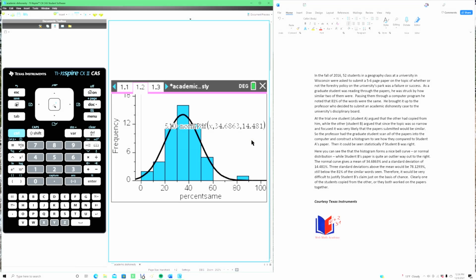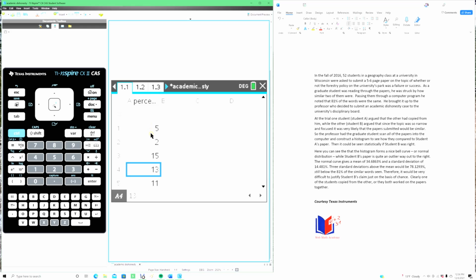You might find it a good refresher to determine how we came up with this histogram and normal distribution using the Texas Instruments TI-Nspire CAS calculator. First, we enter all the data into a spreadsheet, as you can see I've done here, and we make sure to label that data. I've labeled it %same, meaning it's the percentage of the words that are the same between the documents. You have to remember that it has to be one word, no spaces.